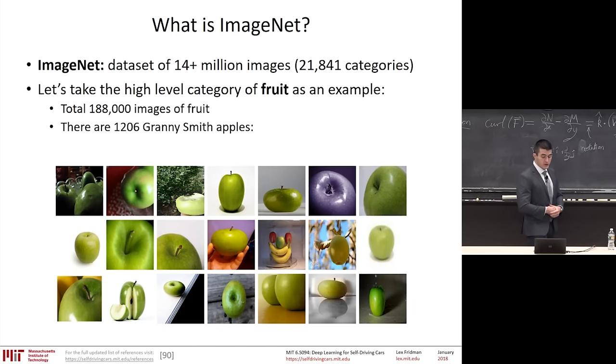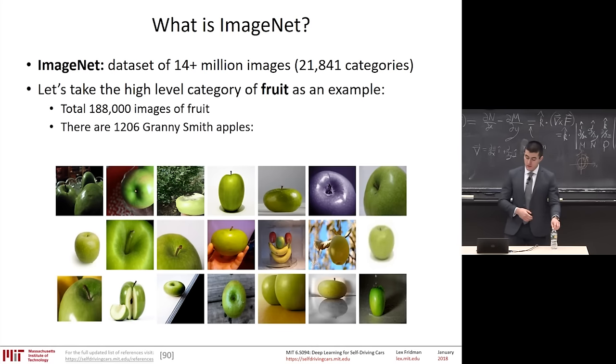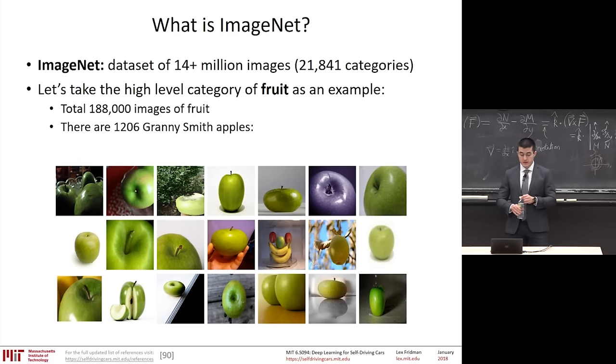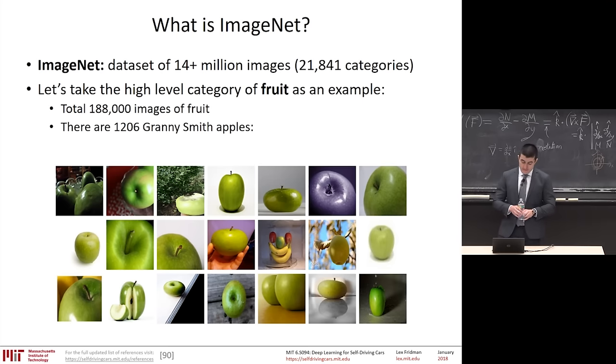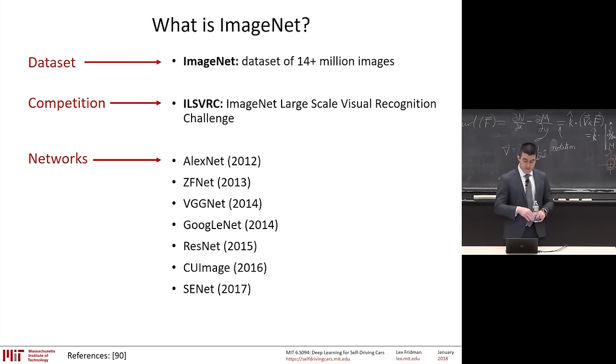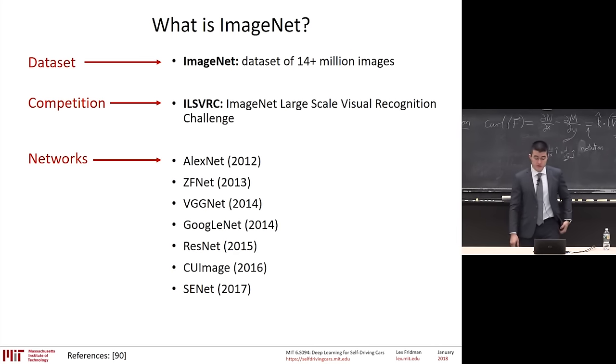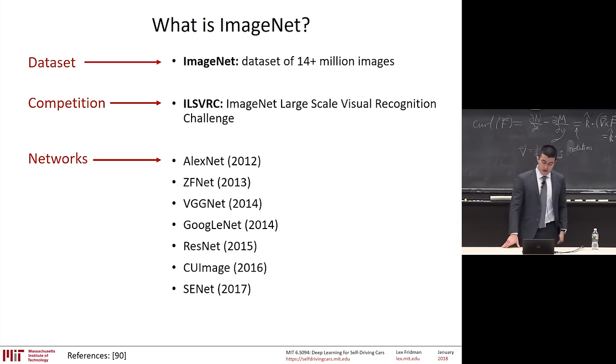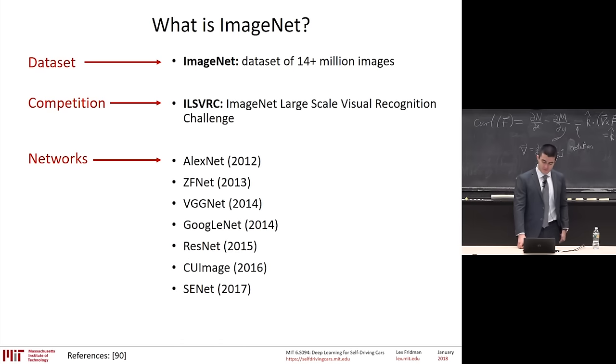As I mentioned in the first lecture, ImageNet is a data set, one of the largest in the world of images, with 14 million images, 21,000 categories, and a lot of depth to many of the categories. As I mentioned, 1,200 Granny Smith apples. These allow the neural networks to learn the rich representations in both pose, lighting variability, and interclass variation for the particular classes, like Granny Smith apples.